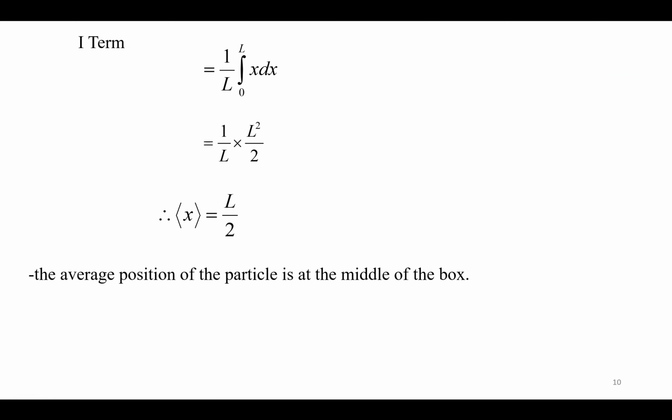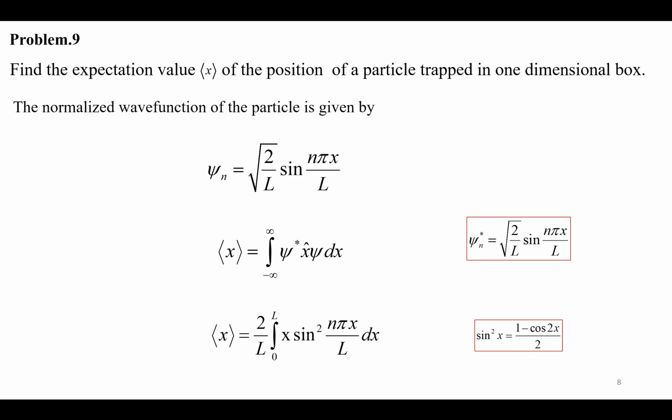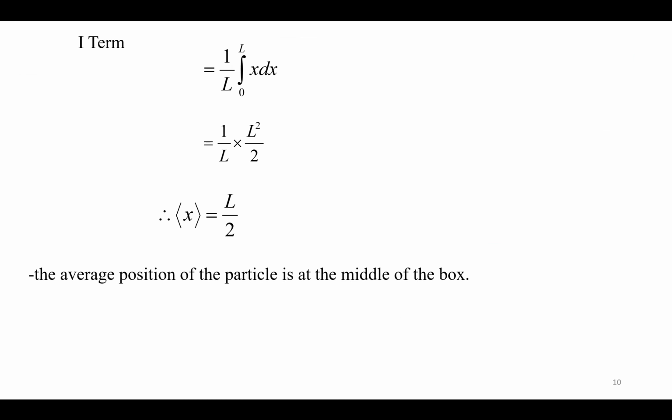And what about the first term? First term is 1 by L, integration x dx, that will give us x squared by 2. Substitute the limits, that will give us 1 by L multiplied by L squared by 2. The expectation value will be L by 2. It means that the position of the particle is exactly at the center of the box. So find the expectation value of the position was asked in a one-dimensional box. It exactly lies at the center of the box.